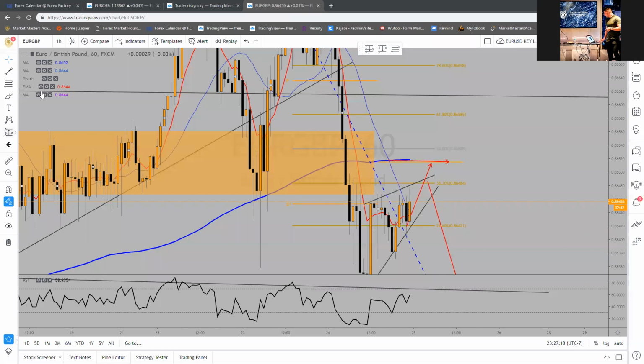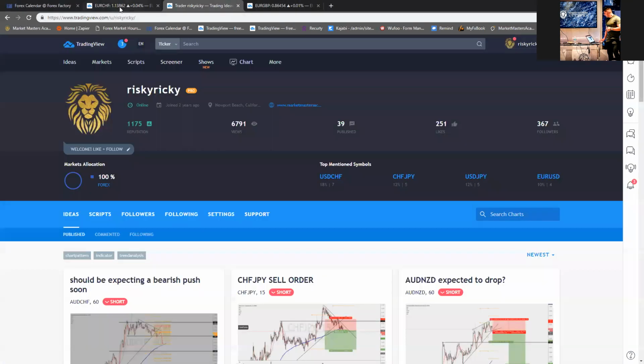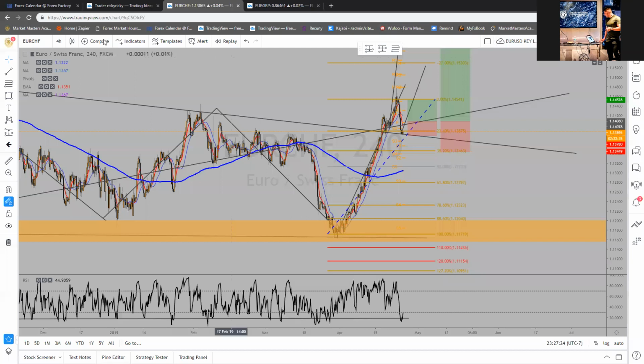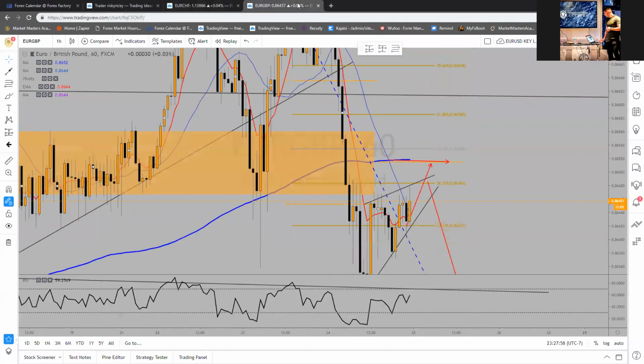All right, so we're going to be keeping a close eye on these. And by the way, this is a reason why I have multiple screens. I made a poll the other day on my Instagram asking whether 6 monitors is too much, or whether I should add more or keep the 6. Basically, I have a setup on Euro CHF, and a setup on Euro GBP.